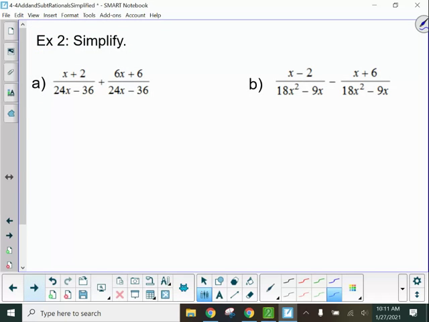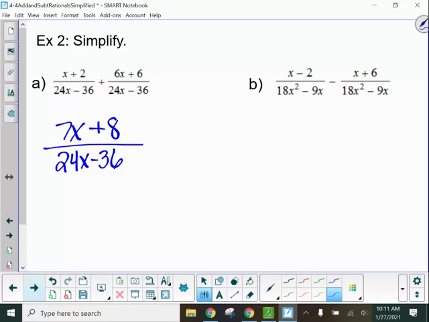These are two additional examples, both of addition, and I've thrown a subtraction question in here, where we need to simplify, which means I need to combine my terms together into a single fraction. So for part A, I do have the same denominator. So I can go ahead and copy that down. I am adding, so the numerators I need to combine together. x plus 6x is 7x, and then 2 plus 6 is 8.